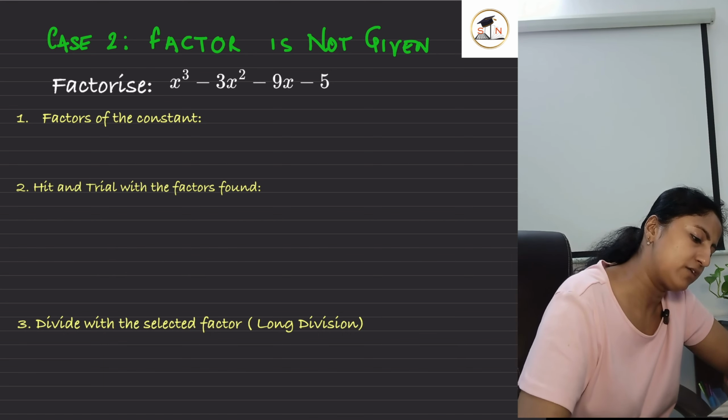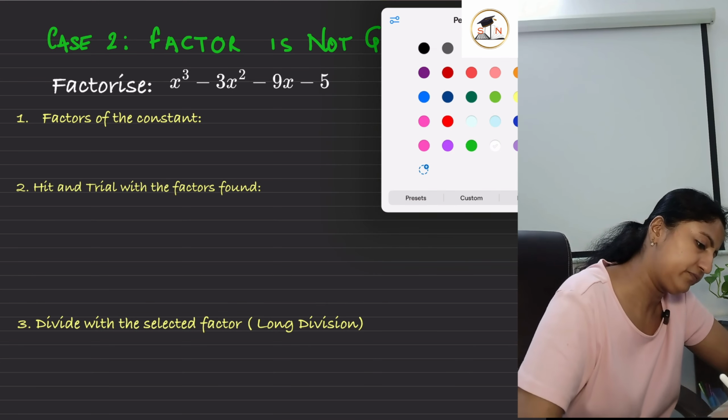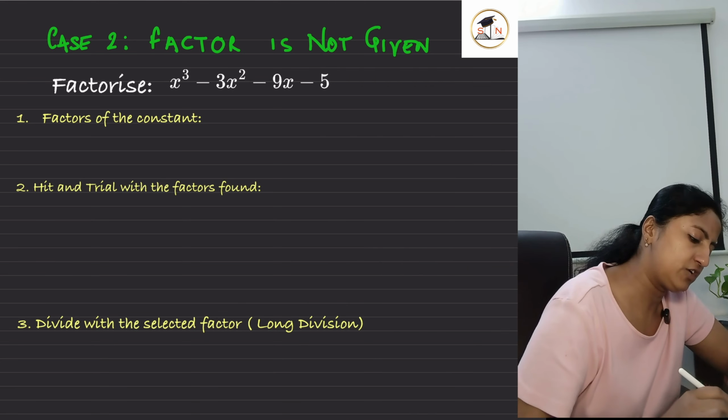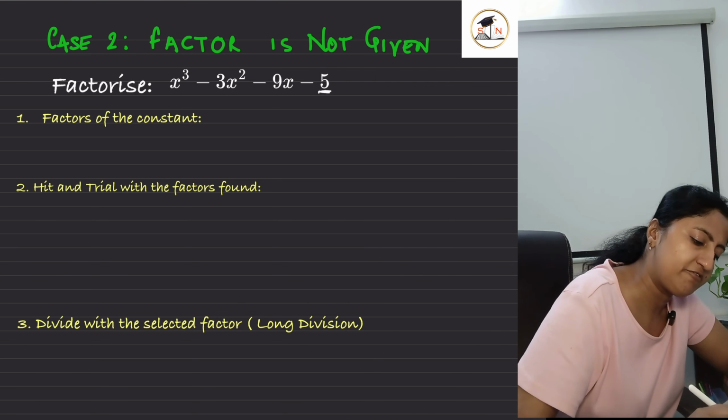Now, with the first one, what we need to do over here is find the factors of the constant. The constant is 5.